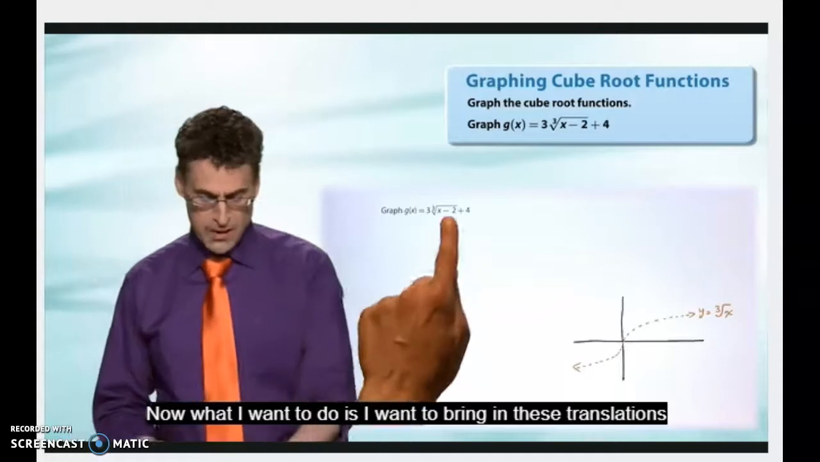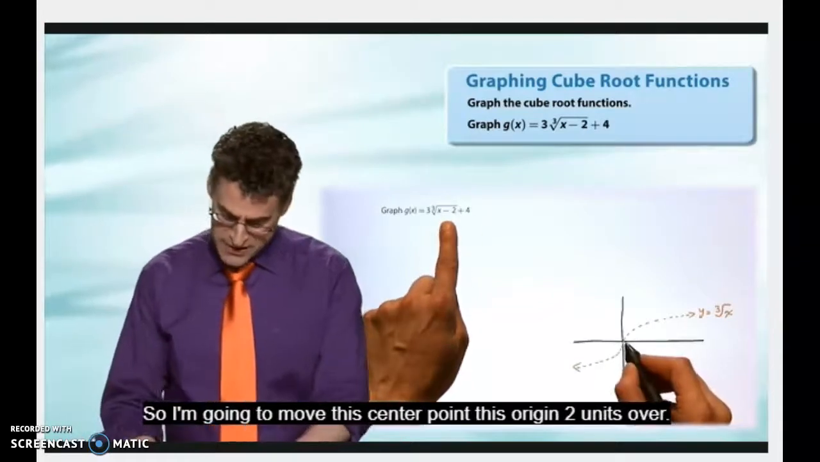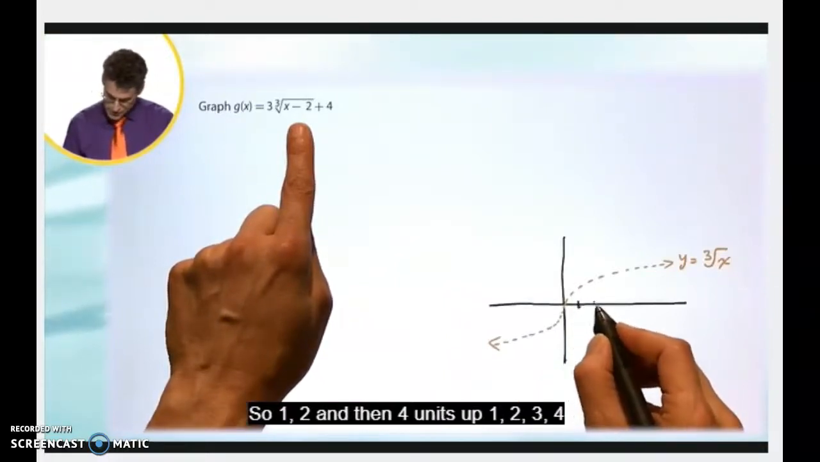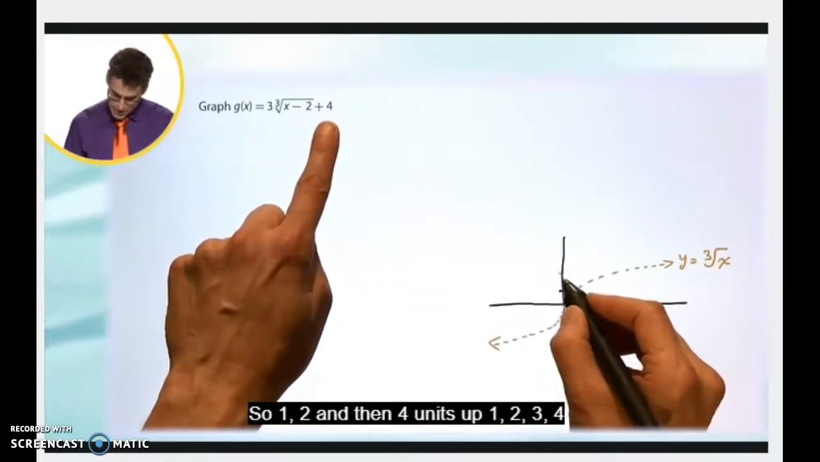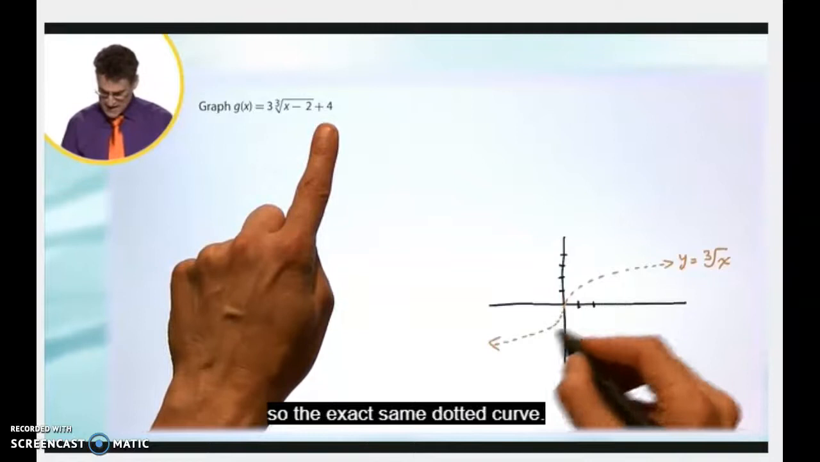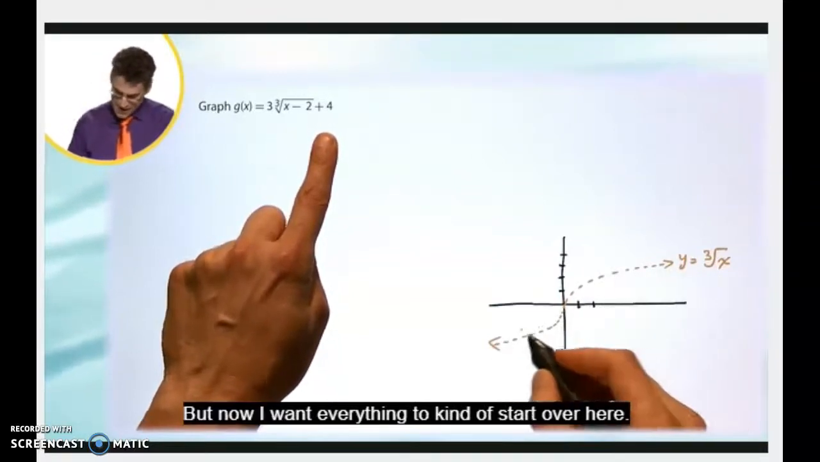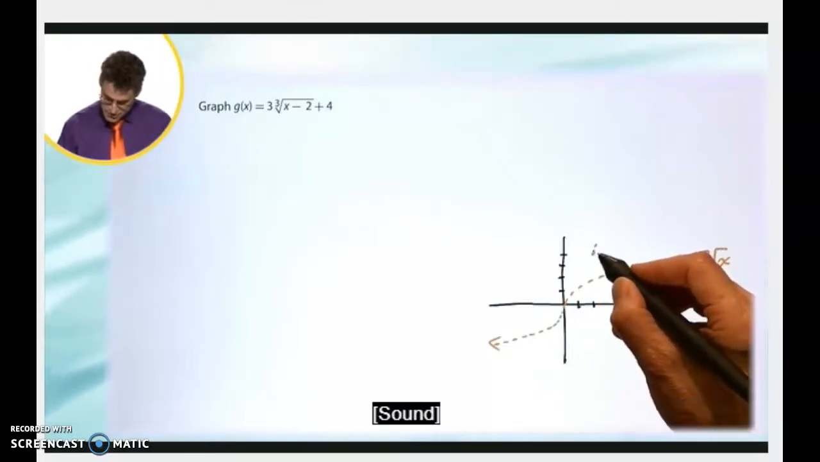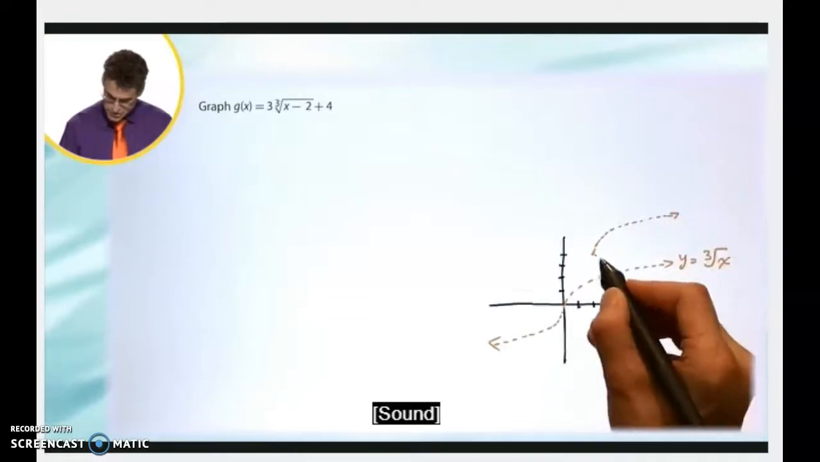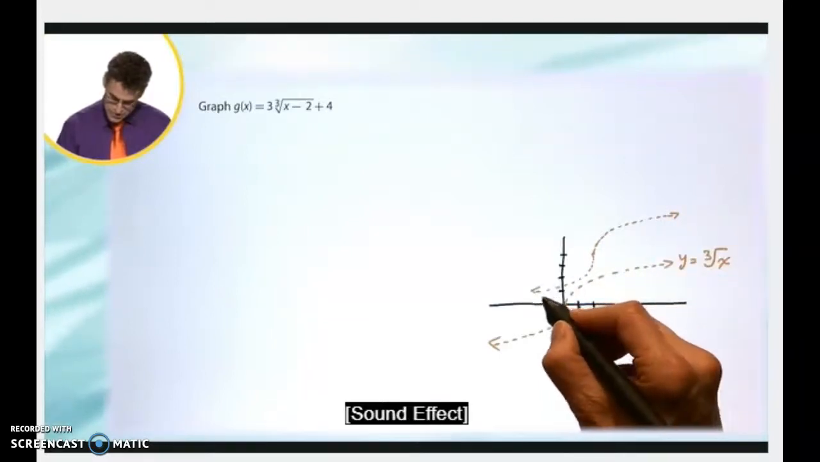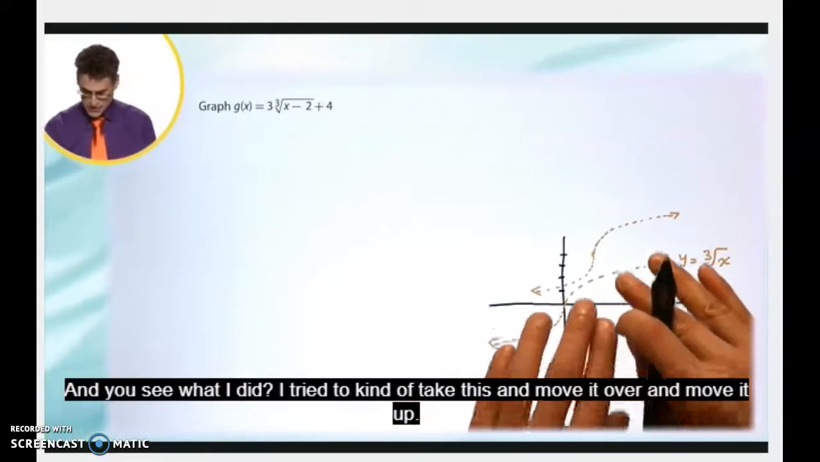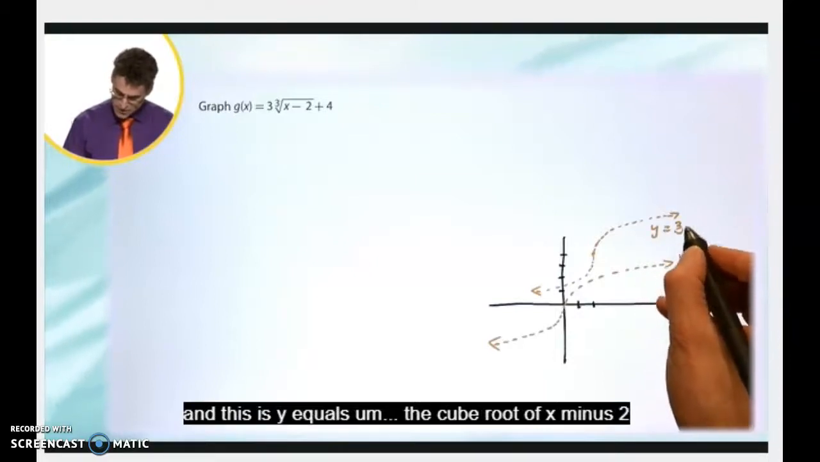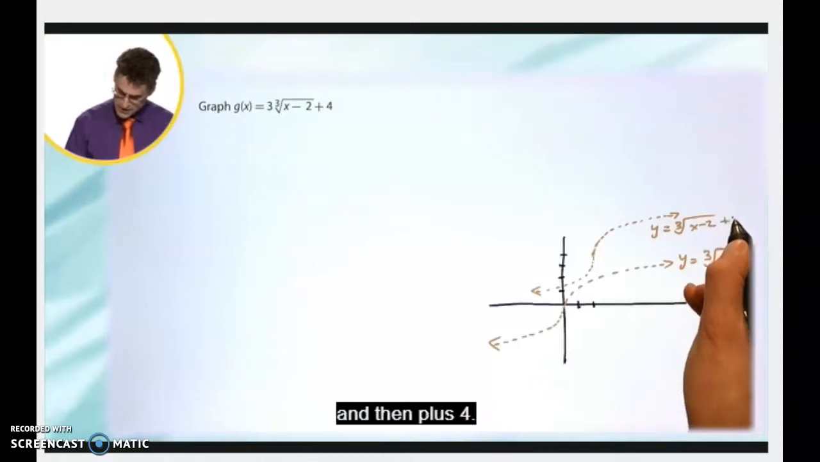Now what I want to do is bring in these translations. So I'm going to move this center point, this origin, 2 units over. So 1, 2, and then 4 units up. 1, 2, 3, 4. So the exact same dotted curve, but now I want everything to start over here. So it's going to look like this. I'll do my best here. This is just a sketch. And you see what I did? I tried to take this and move it over and move it up. I hope that came across. And this is y equals the cube root of x minus 2 and then plus 4.